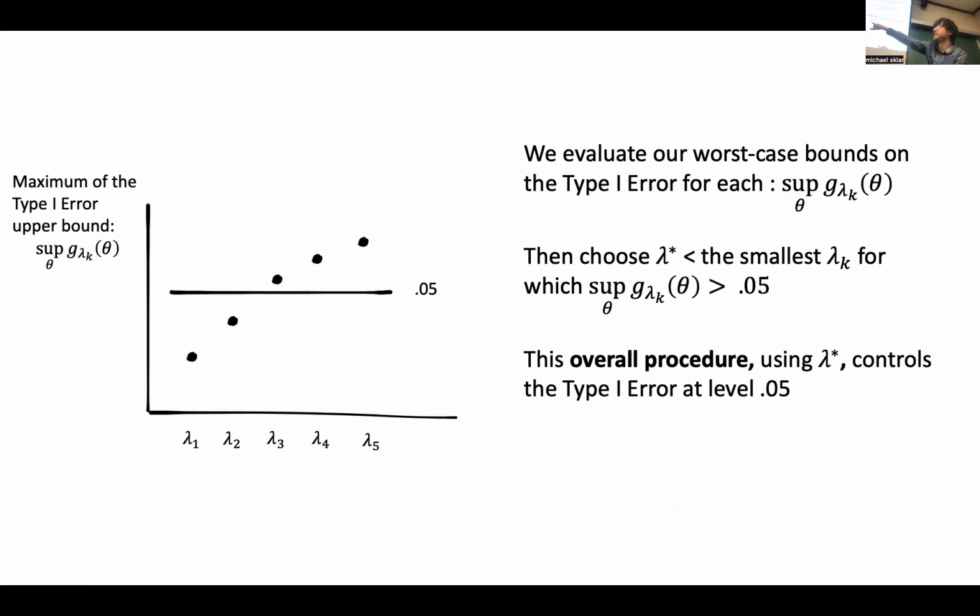and we're looking in each case, for each of these procedures, at the worst case type 1 error in the null hypothesis set, and specifically looking at our upper bound in it, we can look for the point where we're going to first cross 0.05, stop right before it, and use that lambda, and this is going to control the type 1 error as an overall procedure.